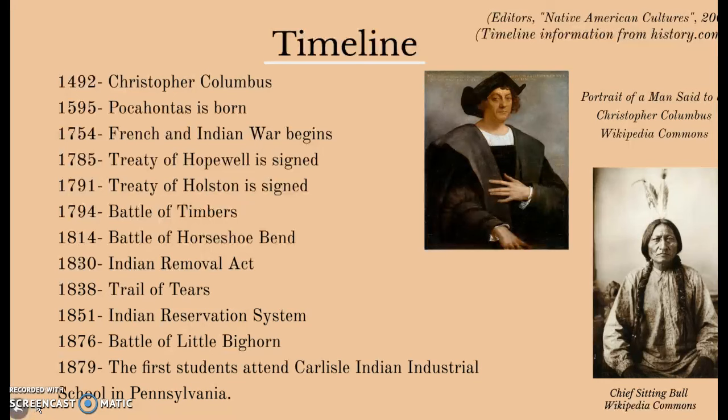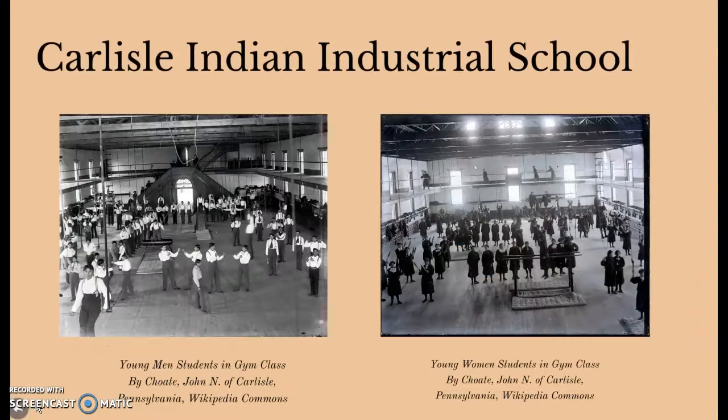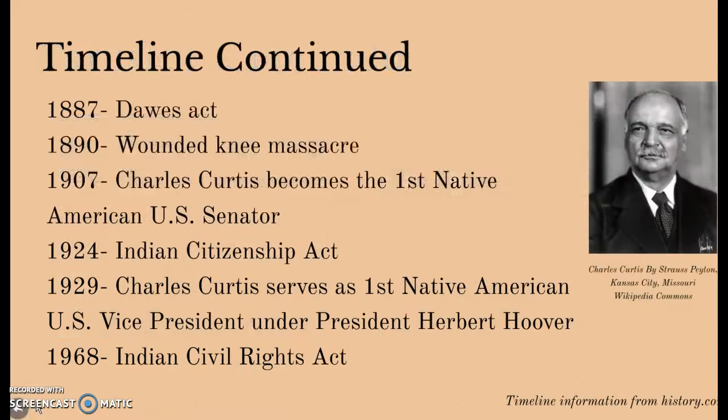In 1879, the first students attended Carlisle Indian Industrial School in Pennsylvania. Carlisle Indian Industrial School was the first off-reservation boarding school. It was created by Civil War veteran Richard Henry Pratt. The purpose of the school was to assimilate Native Americans to white culture. We'll be talking more about the Carlisle Indian Industrial School later in this presentation.